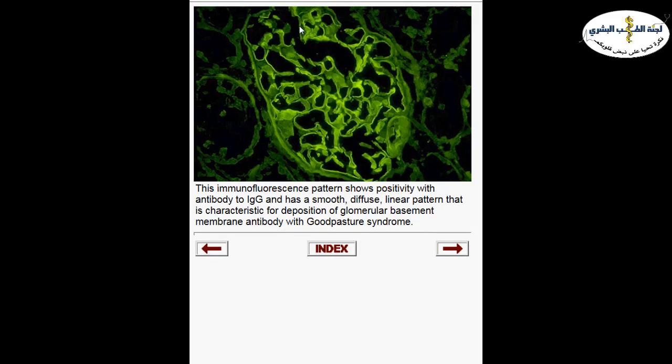Now, if you look at this immunofluorescence to IgG, first of all, is it positive or negative? It is positive because it's bright green in color. What's the type of positivity? Is it membranous or mesangial? No, we can see the capillary loops. If you can see the capillary loops, that means it is membranous, okay? So it's drawing a line along the membranes.